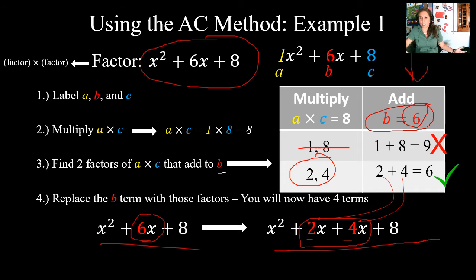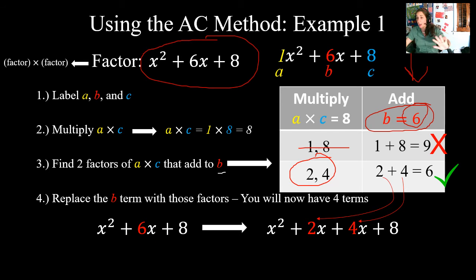X squared plus 6x plus 8 is the same thing as x squared plus 2x plus 4x plus 8, because 2x plus 4x is 6x, right? This is exactly the same, all right? So we're mathematically sound right now, okay? We haven't changed this in any way, but this is going to make it a lot easier for us to finish this factorization, because now I have 4 terms, okay?